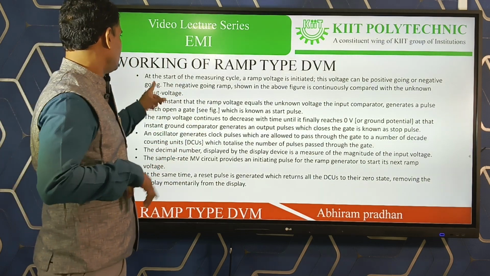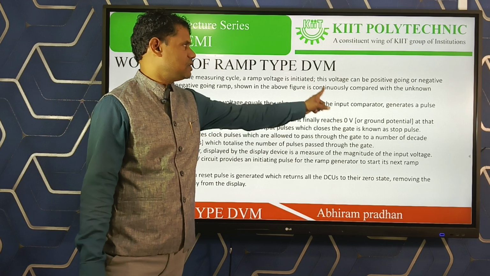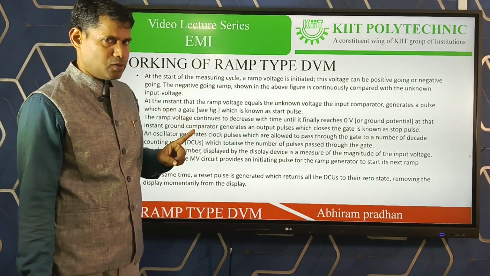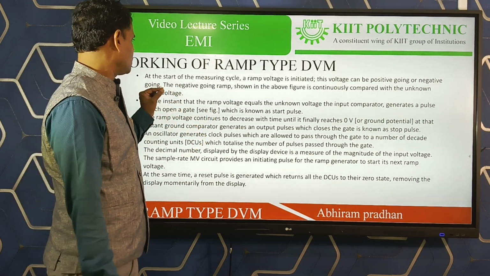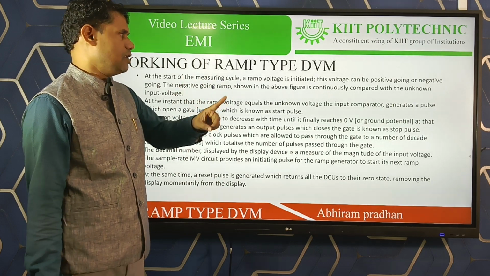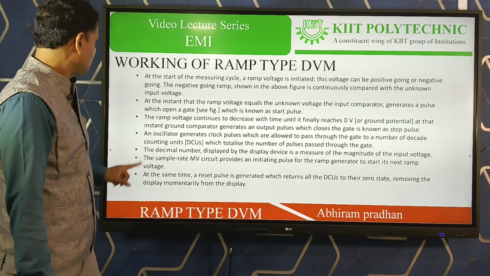Then when the start measuring cycle is given, the ramp voltage is initiated. Ramp voltage initiation होने के बाद what will happen? Then there will be a comparison. When there is equalization of the ramp signal with the input signal, then it gives a signal. In this way it works. All these processes we have discussed already.